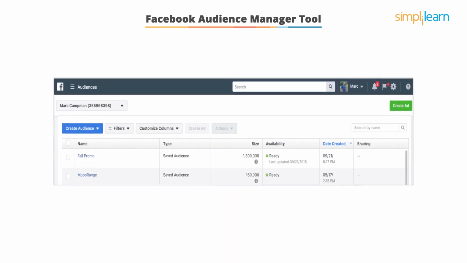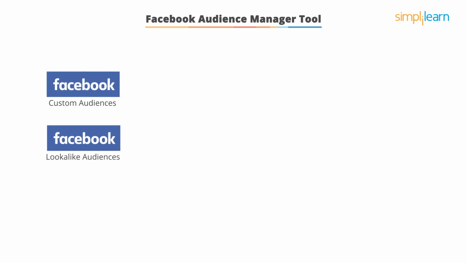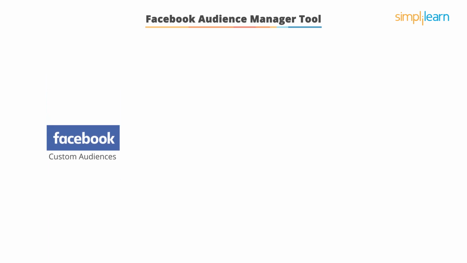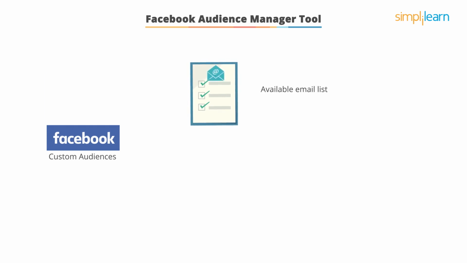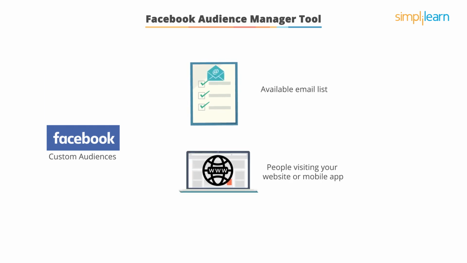You can also see that when you click on Create Audience, you can create 3 different types of audiences. The 3 audiences you can create in Audience Manager are Custom Audiences, Lookalike Audiences and Saved Audiences. Custom audiences can be created from lists that you already have, like your email list. They can also be created from people visiting your website or people engaging with your mobile app.